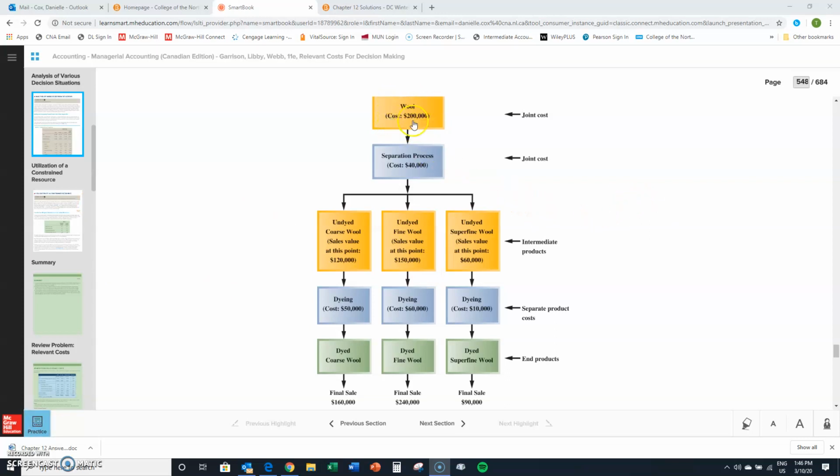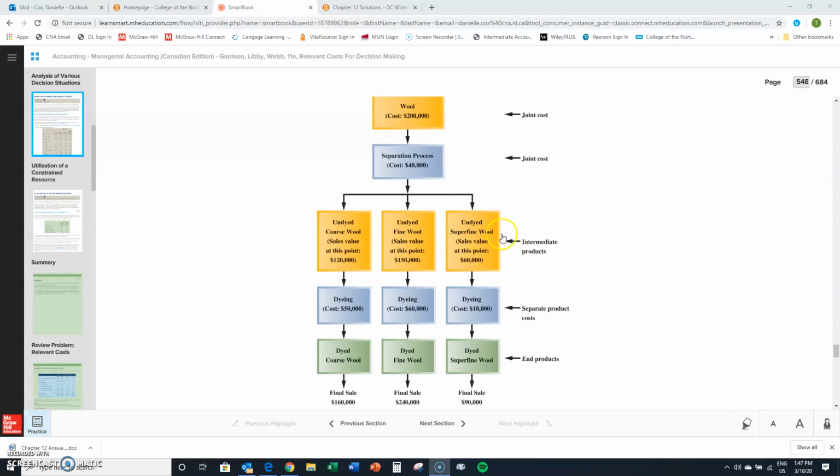Here, for example, we have wool. Wool goes through a separation process, and after that process there are undyed coarse wool, undyed fine wool, and undyed superfine wool. So three products. Here is the joint cost. These two things, the cost of the first product and the cost of the separation process, are joint costs. From there we have three different products, and this is the split off point. It splits off here into three different products.